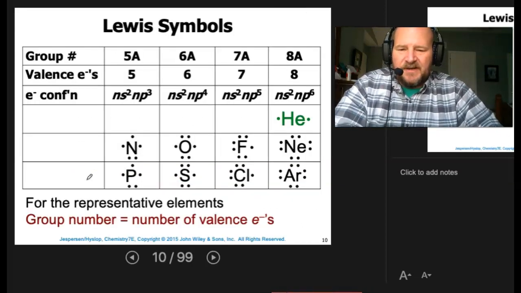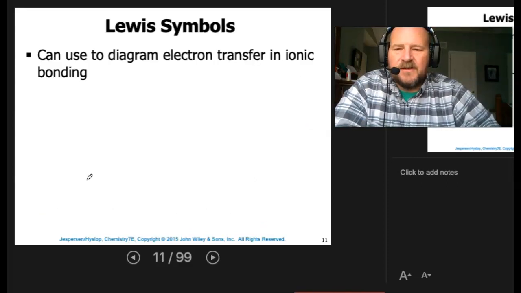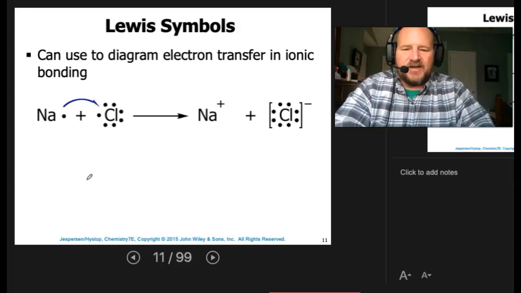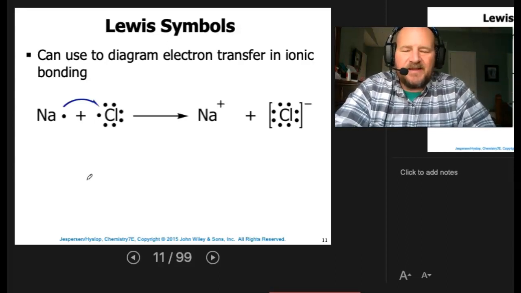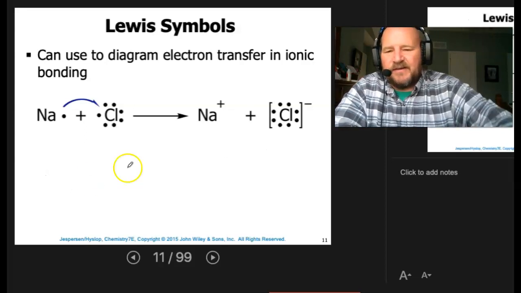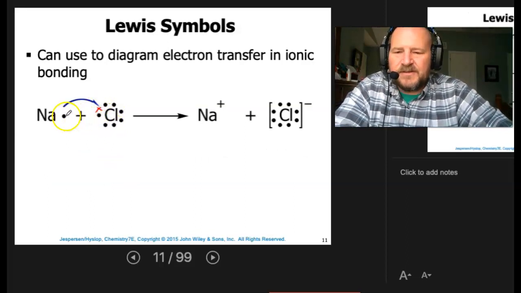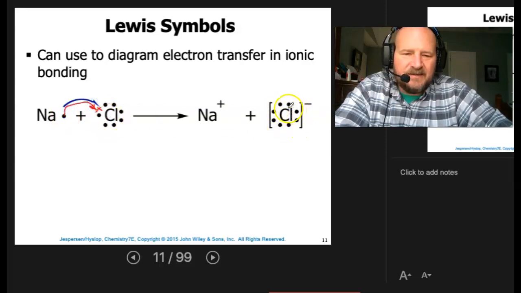All right, so for the representative elements, the group number equals the number of valence electrons. So it should be pretty straightforward for the most part. Now we can use a diagram of electron transfer and ionic bonding. If we look at electron dots, we know that sodium has 1 valence electron. It's going to pass that on to the chlorine. So we're going to take this dot and move it there. That's going to give us our octet around the chlorine, which will become chloride. And the sodium, of course, lost one electron.